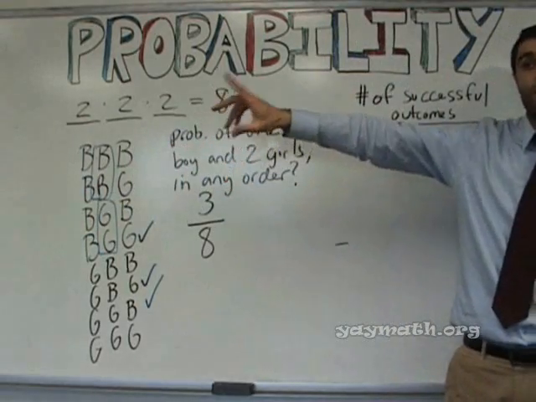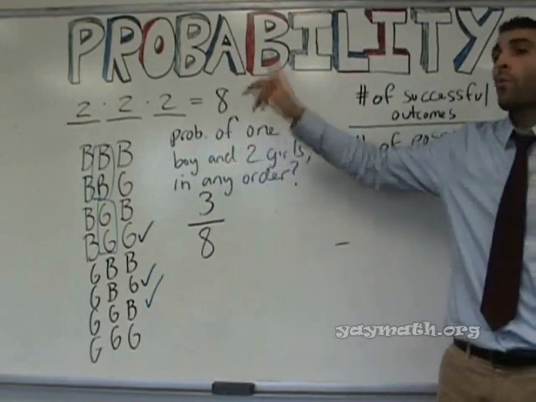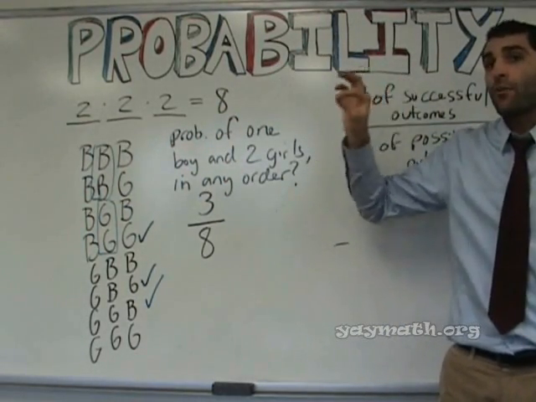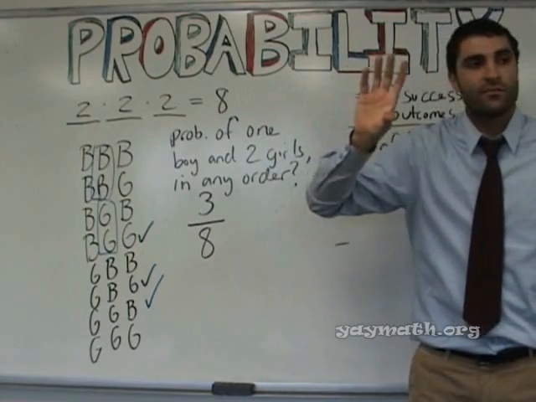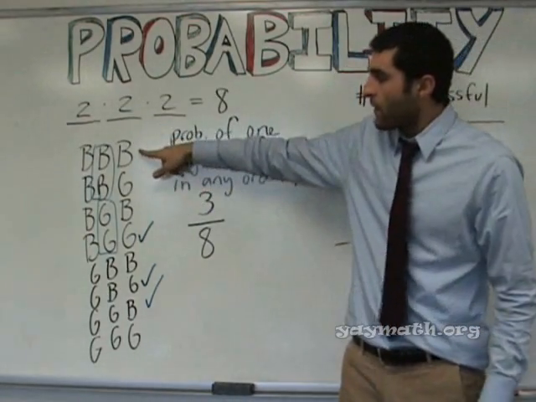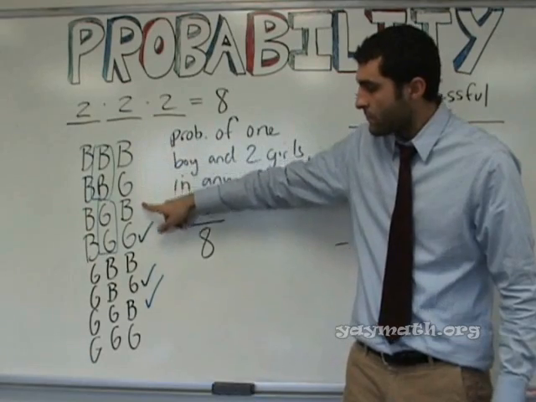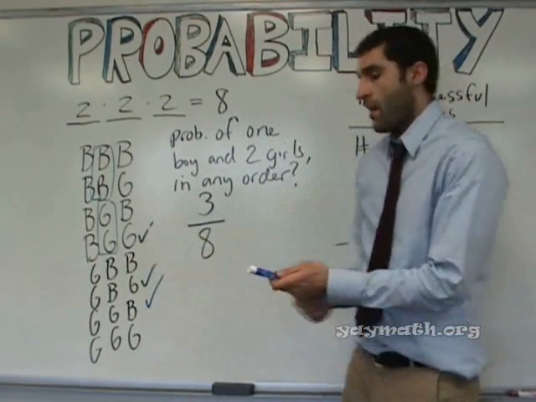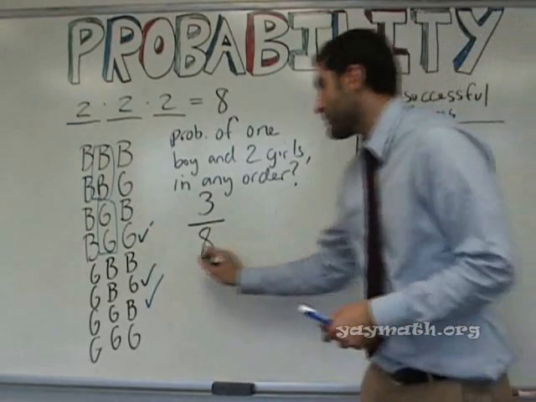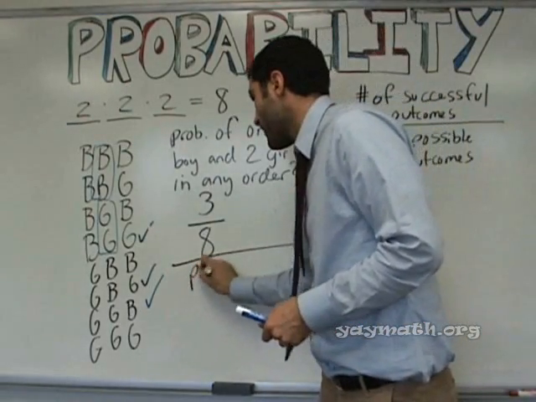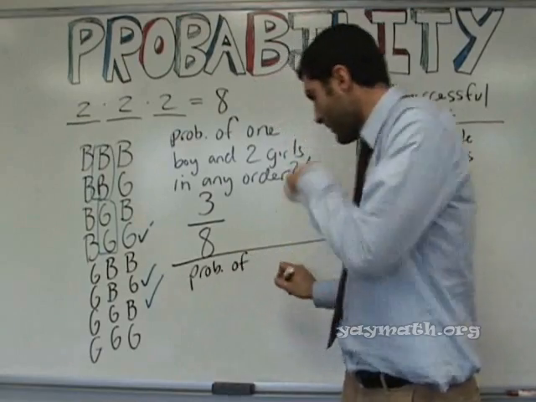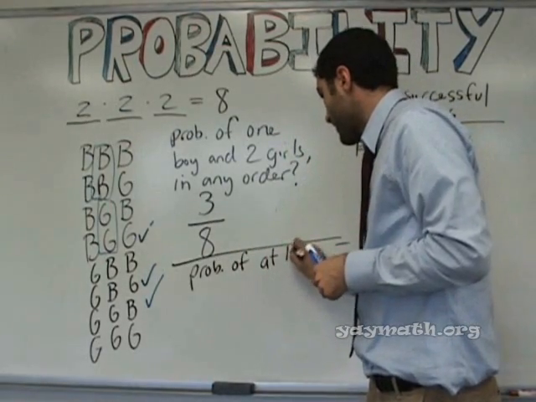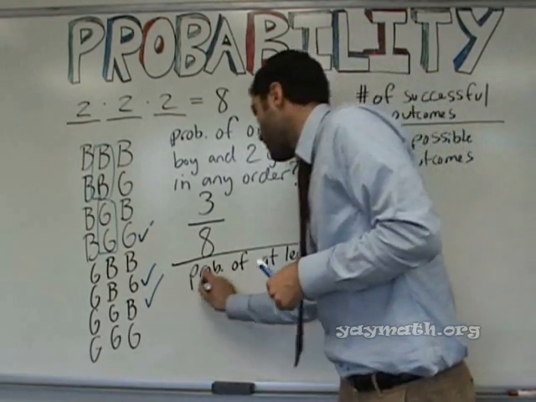So to answer the question, we want one boy and two girls in that order, meaning I want boy, girl, girl. Is this boy, girl, girl? No. That is the only one. So 1 out of 8. Okay, next one. What about the probability of, how about at least 2 girls?